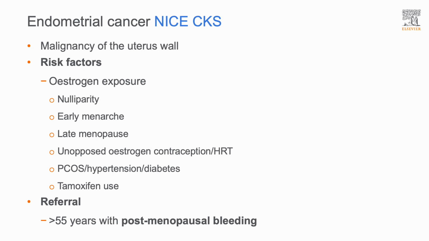Risk factors for endometrial cancer include anything increasing estrogen exposure over the lifetime, including nulliparity, early menarche or late menopause, so an increased number of menstrual cycles, unopposed estrogen contraception or hormone replacement therapy, a past medical history of PCOS, hypertension or diabetes, and tamoxifen use in the treatment of breast cancer. NICE recommend that any woman over 55 years with postmenopausal bleeding should be referred down a suspected cancer pathway.